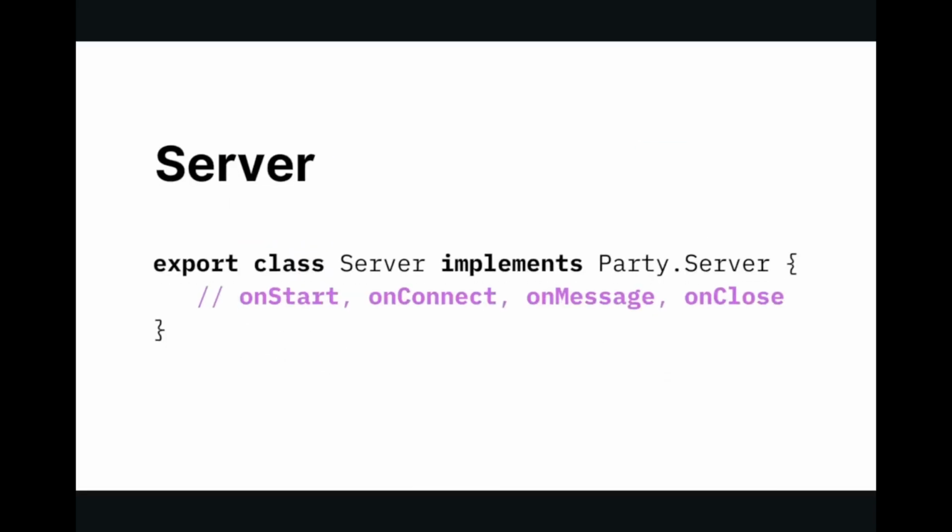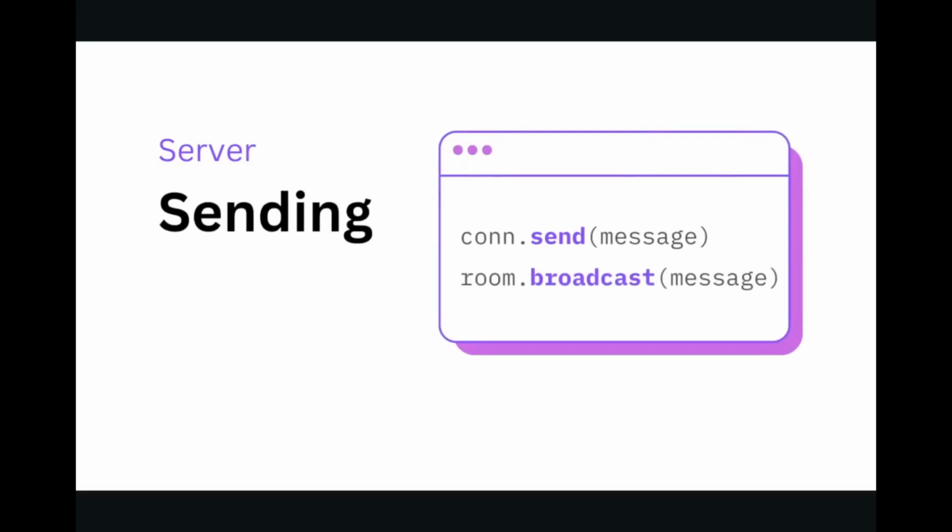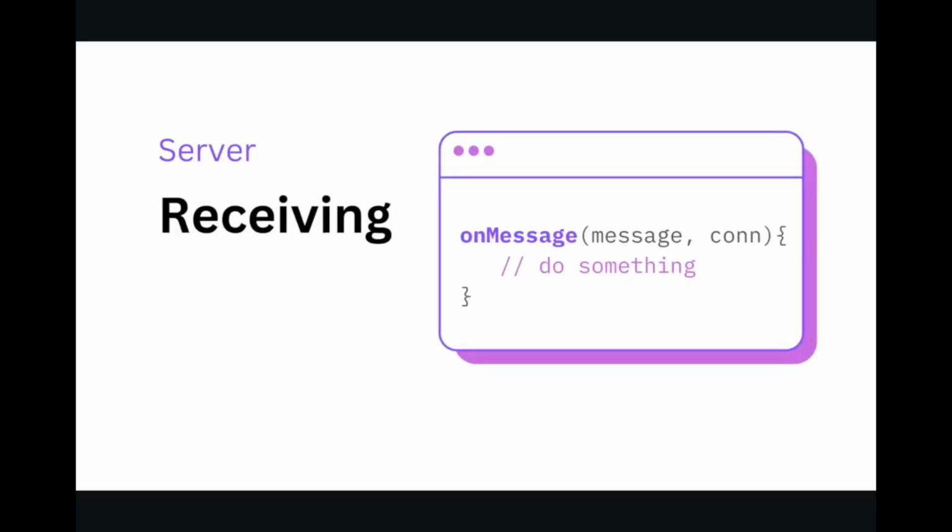Now from the server perspective, you would normally create a class that implements the party server, and you would handle these functions: on start, on connect, on message, on close. Now, to send, typically you would just call con.send. So that's sending to a specific connection, to one person. But if you want to broadcast and send to many people, to everybody inside the room, you would use room.broadcast. And again, the message is typically a string, but you can use other formats like JSON or something else if you want.